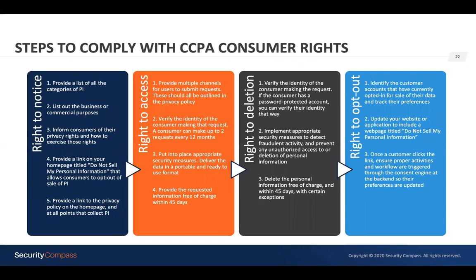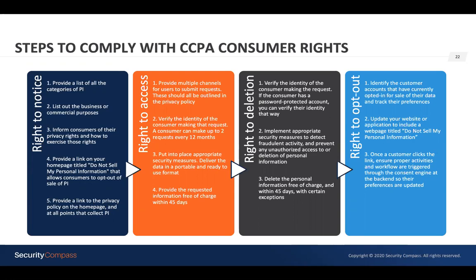And remember that one consumer can make up to 2 access requests every 12 months. Put in place the appropriate data security measures and make sure to deliver the data in a portable and ready-to-use format, and be able to provide the requested information free of charge and within 45 days.